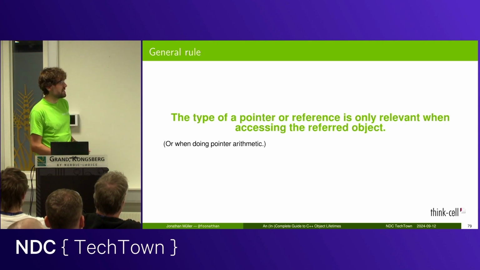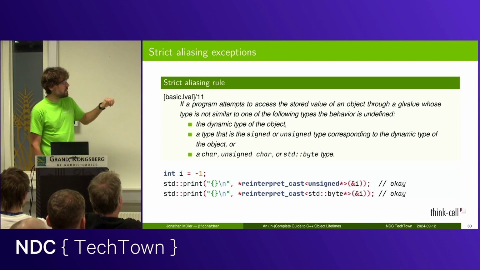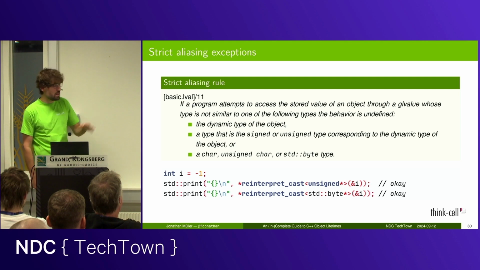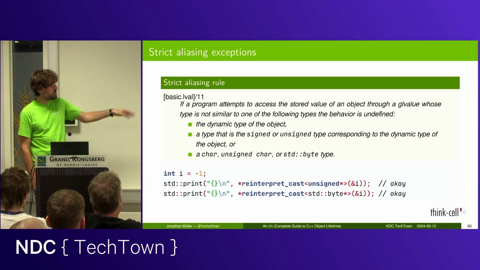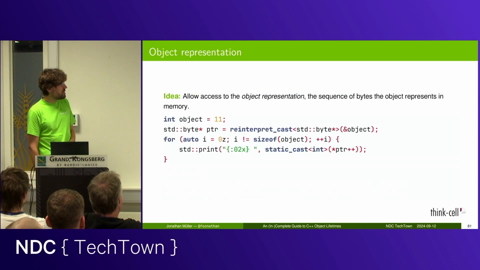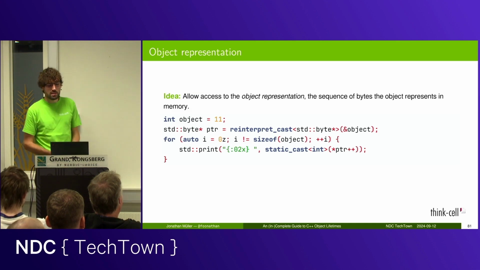Now, this is the strict aliasing rule. There are some exceptions. For example, if you have an int, you can reinterpret_cast it as an unsigned int, for some reason, and vice versa. And you can also always reinterpret this as a char, unsigned char, or byte. The idea behind the last one is it allows you to access the object representation, the sequence of bytes the object represents in memory.